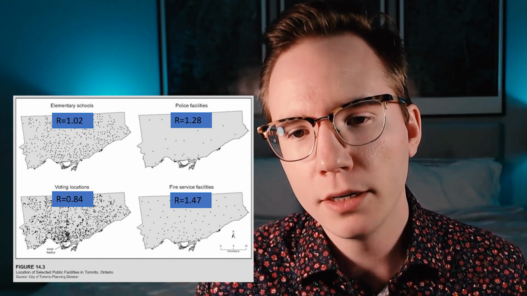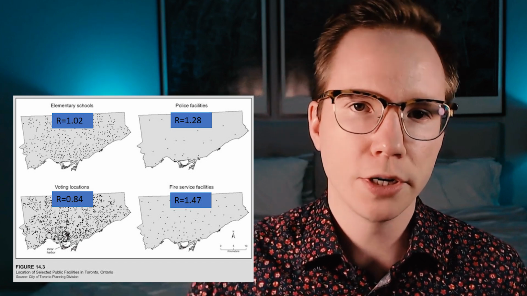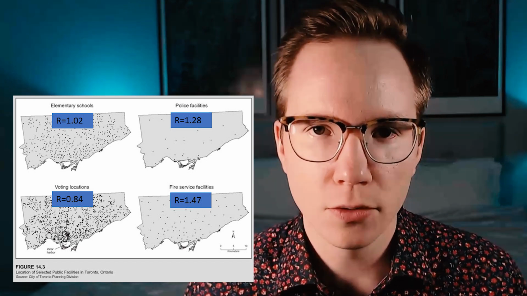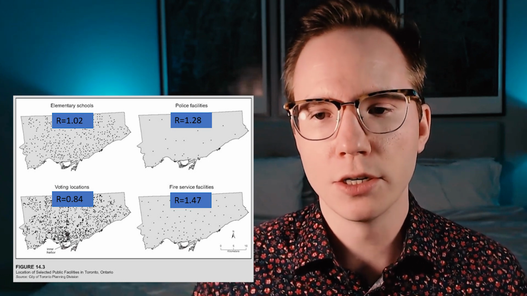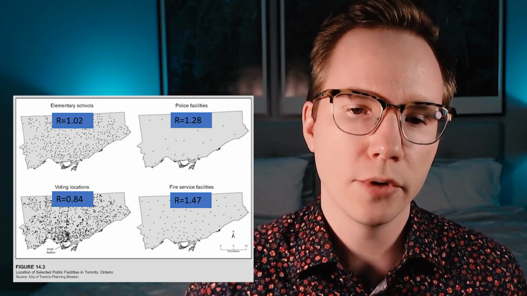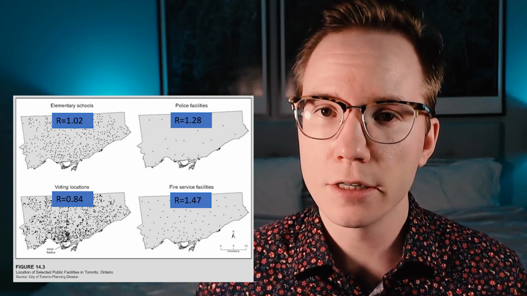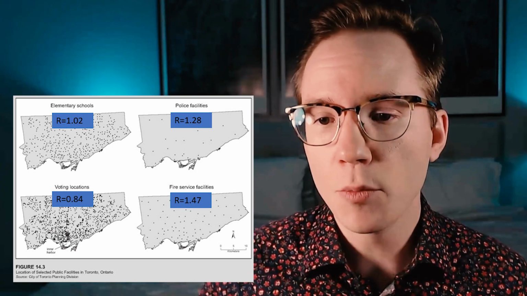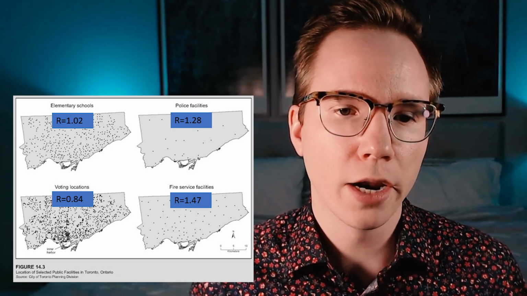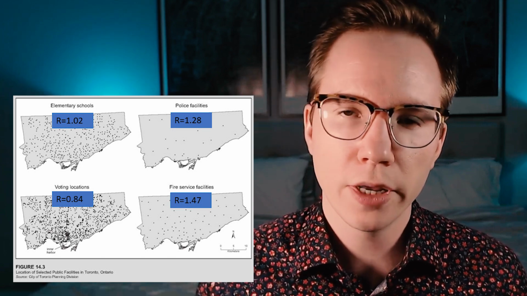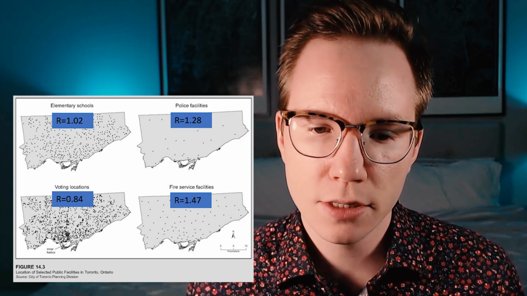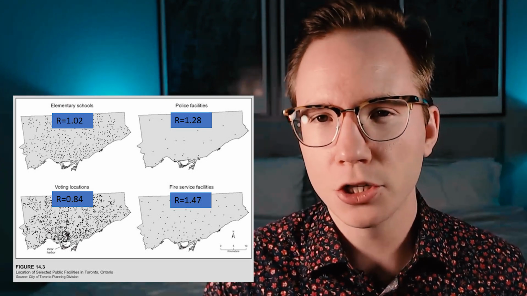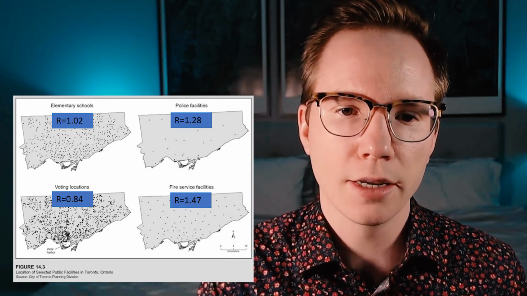Now, voting locations, so locations where you'd go to vote in federal or provincial elections, are more clustered than the other 3 examples. And this is likely because in the same way schools are located throughout space, voting locations are based on demographics, but also placed at central locations that can service the public.